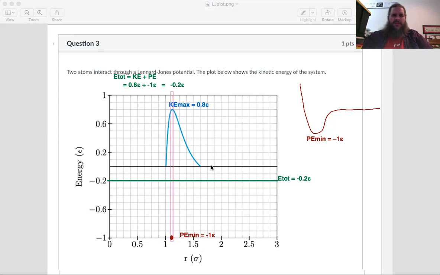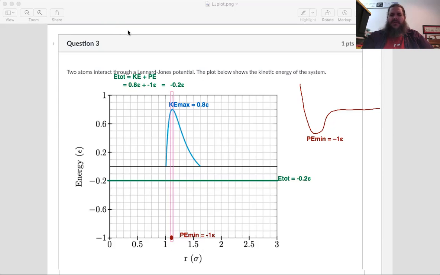We were provided with the total graph of kinetic energy. We have one data point on potential energy. Are there any other values we can now fill in for potential energy? We've got potential energy minimum right here, -1 epsilon.